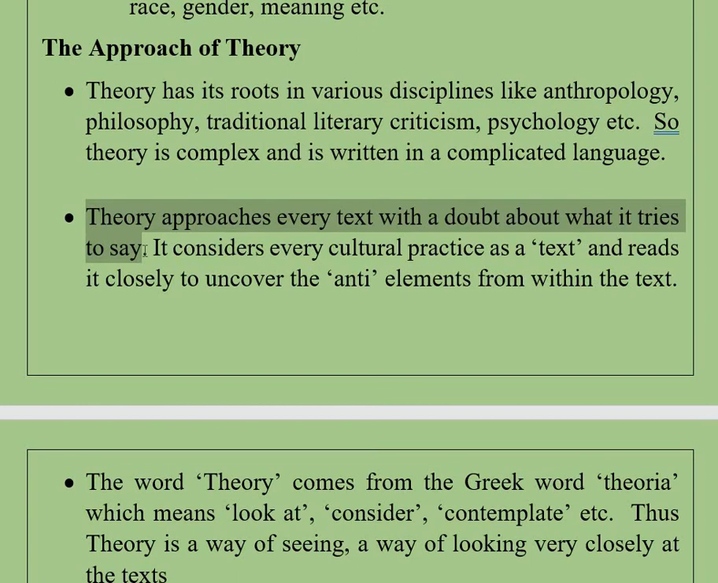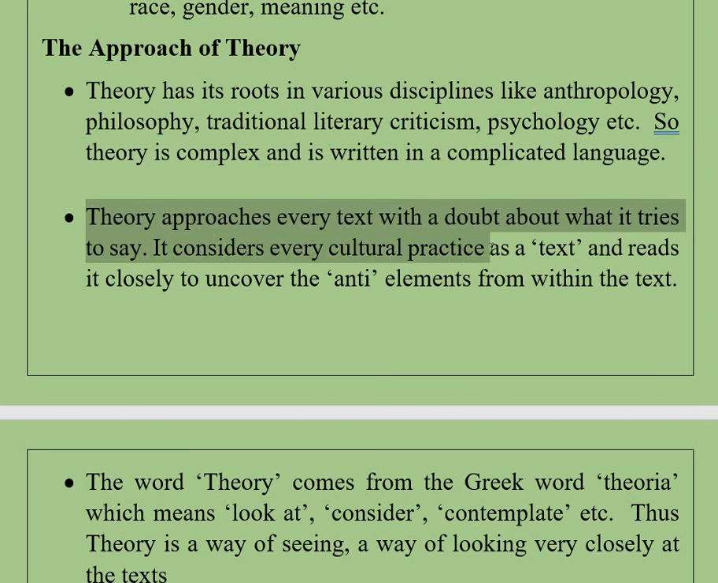Theory approaches every text, everything, with a doubt about what it is trying to say. For example, a film is trying to say a particular message. When theory approaches that filmic text, theory is trying to question whether the claim is true or not. And if it is not true, theory will expose that. So that is the theory's approach.